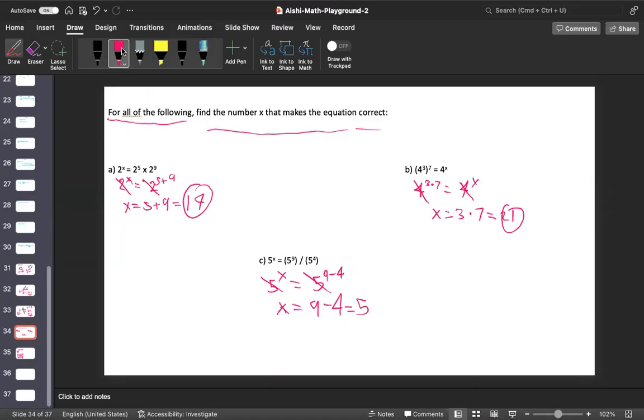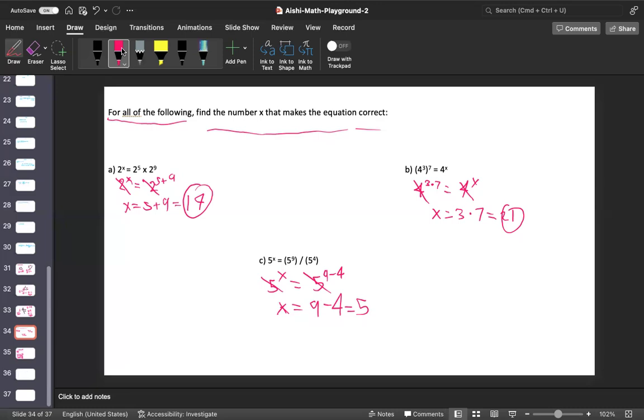A. 2 to the power of x is equal to 2 to the power of 5 times 2 to the power of 9. So as we did before, and hopefully you remember, if you have the same base and two exponents, you can add the exponents, but this wouldn't work for different bases. So then we end up with 2 to the power of x is equal to 2 to the power of 5 plus 9, and since we have the same base on both sides of the equal sign, we can cross them out, and we're left with x is equal to 5 plus 9, which is equal to 14.